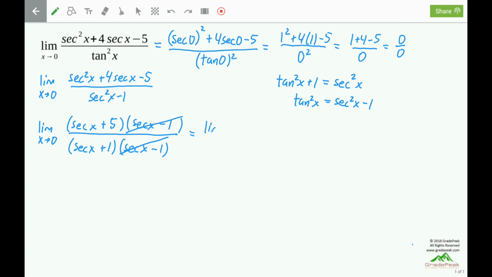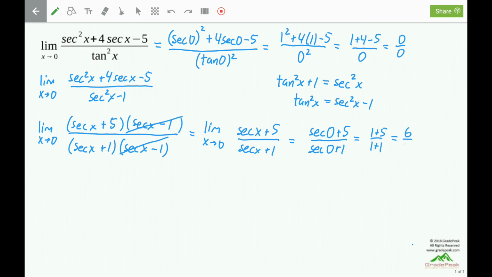I will just rewrite what we have left, which is limit as x goes to 0 of the secant of x plus 5 over the secant of x plus 1. And we can now plug in a 0 for each of the remaining x's. That will give us secant of 0 plus 5 over secant of 0 plus 1. The secant of 0 is 1 over the cosine of 0, which is 1. 1 over 1 is 1. So we have 1 plus 5 over 1 plus 1.